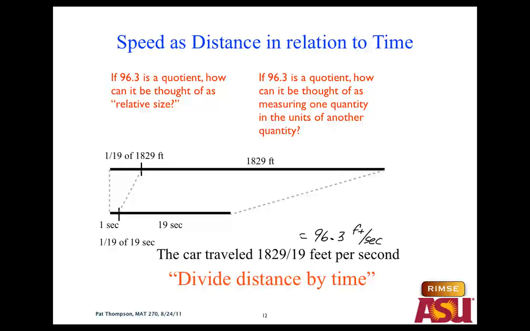Rather than stop you and start you up again, here's a second question. We said also a quotient can be thought of as measuring one quantity in the units of another quantity. So if this is a quotient, it's also that. So we'll talk in a second. But now, second question: how can 96.3 be thought of as measuring one quantity in the units of another? Go.